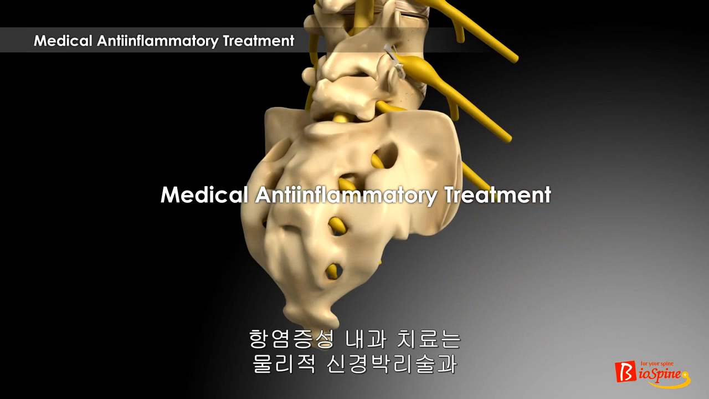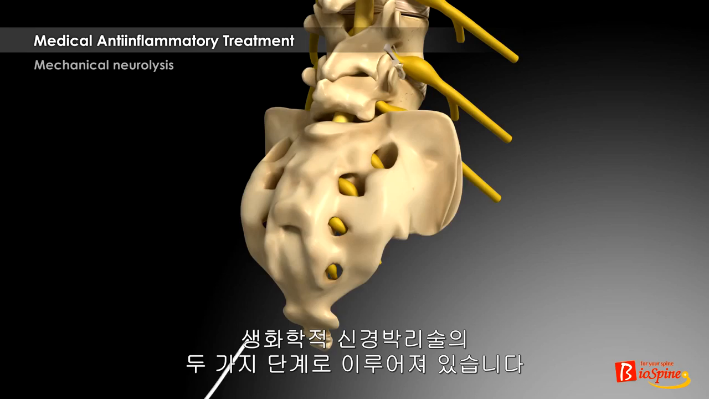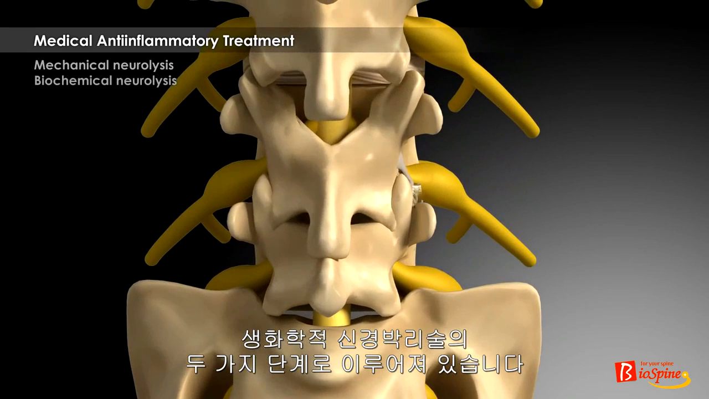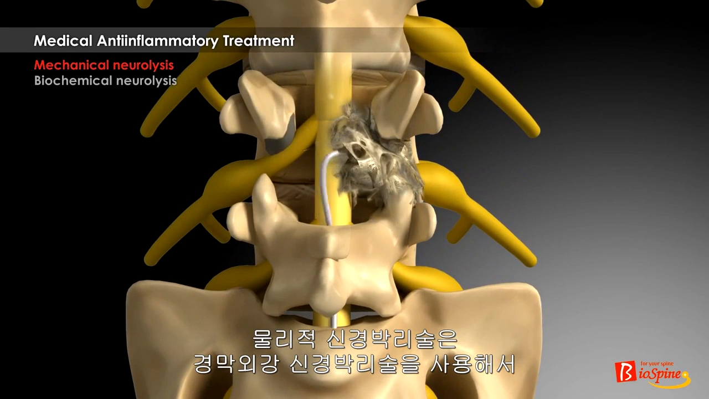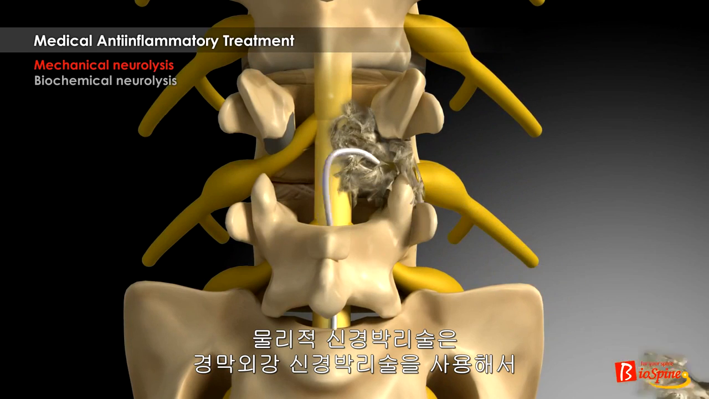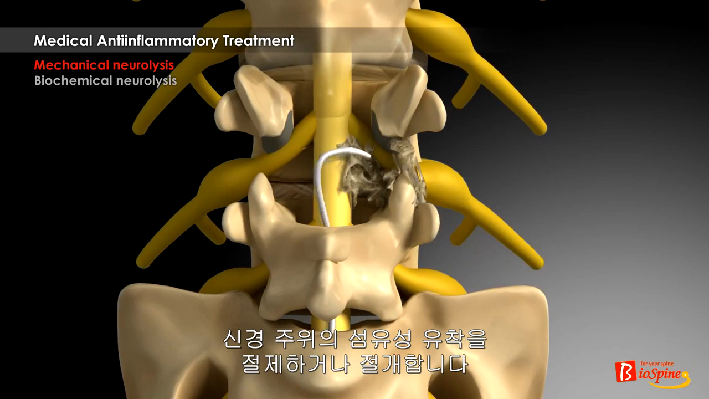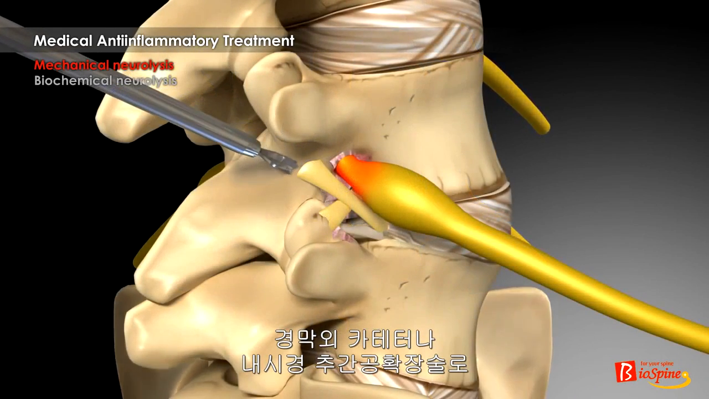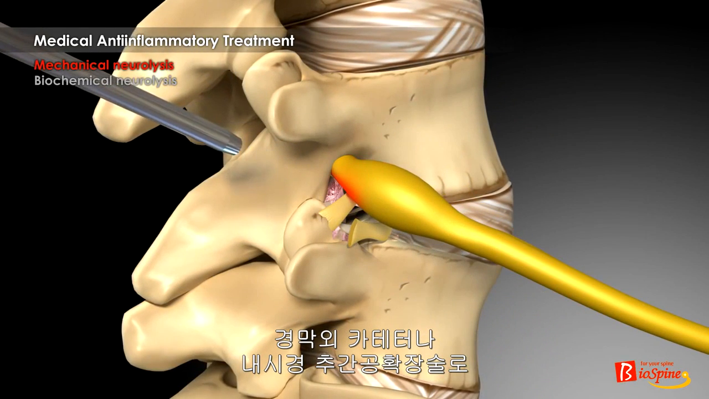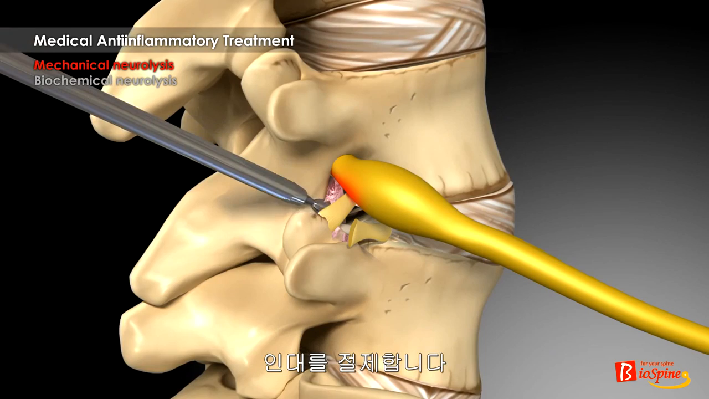The medical anti-inflammatory treatment is divided into two steps of mechanical neurolysis and biochemical neurolysis. Mechanical neurolysis means to resect or dissect the fibroblastic adhesion around the nerve by the epidural neurolysis with epidural catheter or the percutaneous extraforaminotomy with ligament resection.